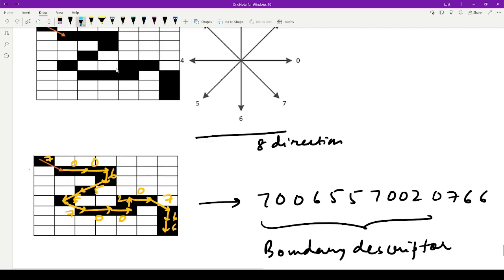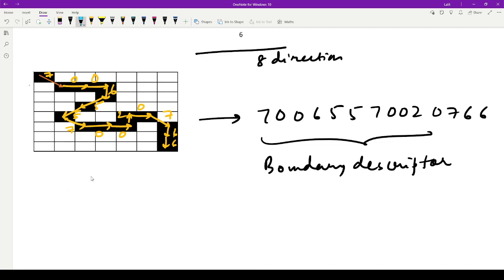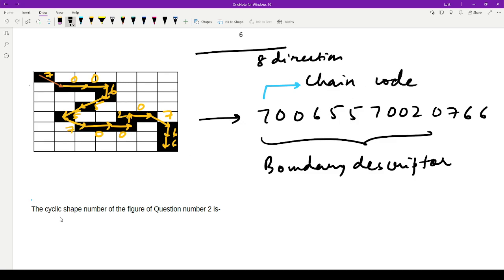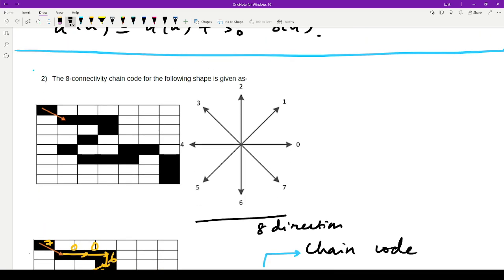Okay, so we'll just move on to a quick extension to this question. Since we have got this, this is the chain code based on the 8 directions. Now we have to get the cyclic shape number of this chain code. So how do we do it? Difference of what?